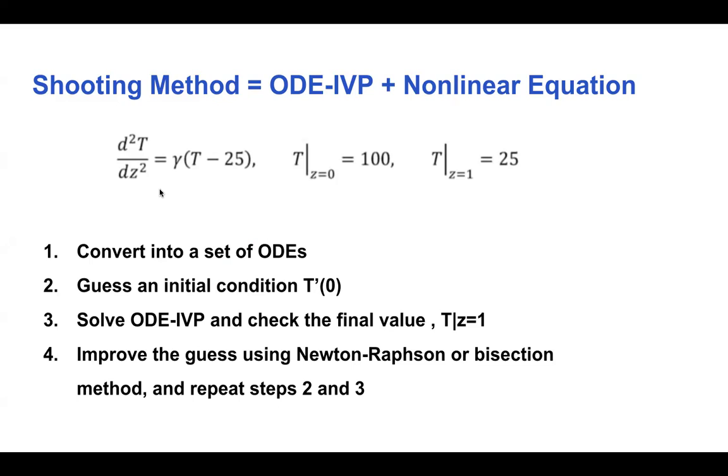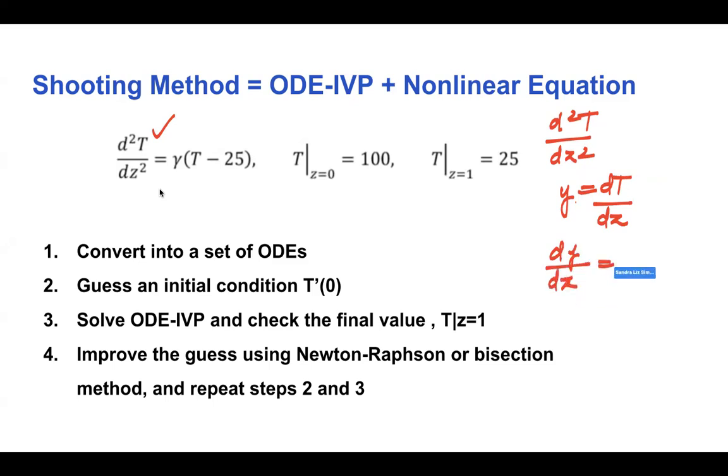Yeah. So how do you solve such double derivatives? That is, if we have d square t by dz square, first we'll define a new variable. So let my variable be y. We'll declare that y is equal to dt by dz, and then we differentiate it again. That is dy by dz is equal to d square t by dz square. So that becomes automatically gamma t minus 25.